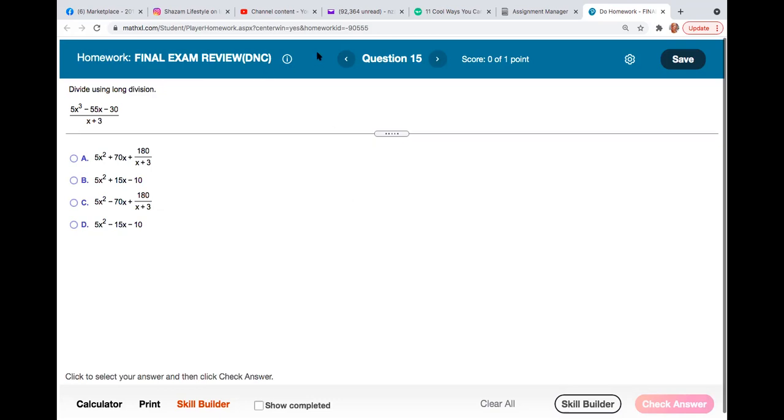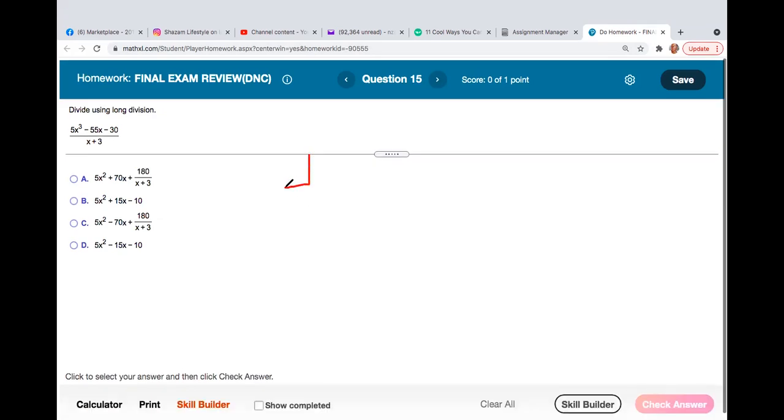So the first step to doing this one right here, guys, is to find the divisor. What value makes the denominator 0? The divisor is x plus 3. What value makes it equal to 0? That would be a -3.